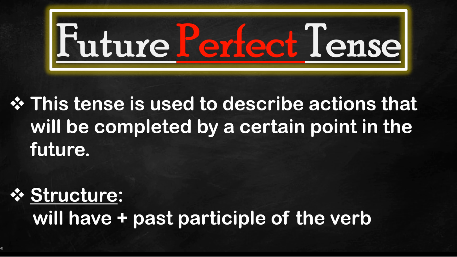Now let's look at the future perfect tense. Now this tense is used to describe actions that will be completed by a certain point in the future. The structure is will have, and here you add the past participle of the verb. Let's see how.